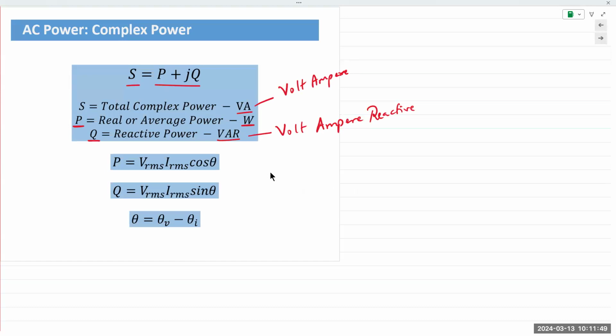Complex power is basically the total power that is being supplied in a circuit in response to an AC voltage or AC current, and it comprises the real power of the resistive components as well as the reactive power that is associated with the reactive components, basically the inductors and the capacitors. Inductors and capacitors have reactance, and the power associated with this reactance is known as reactive power, noted by the letter Q, units VAR, volt ampere reactive.